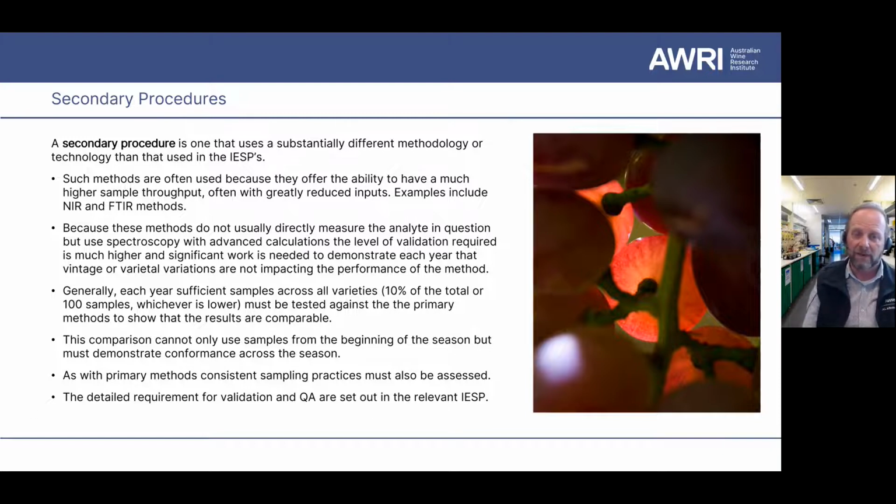Generally, each year, sufficient samples across all varieties, for instance, 10% of the total number of samples or 100 samples, whichever is lower, must be tested against the primary methods to show that the results are comparable. This comparison can not only use samples from the beginning of the season, but must demonstrate conformance across the season. As with primary methods, consistent sampling practices must also be assessed to ensure the validity of the samples being tested. The detailed requirements for the validation QA are set out in the relevant IESP.